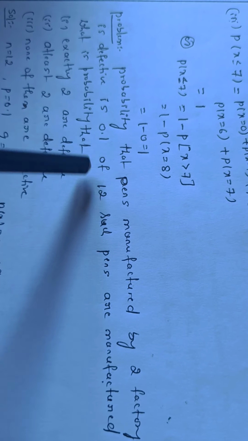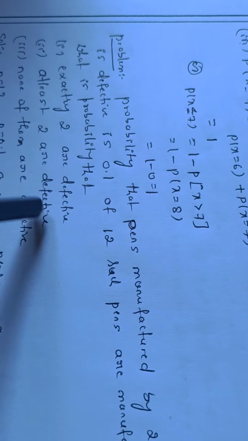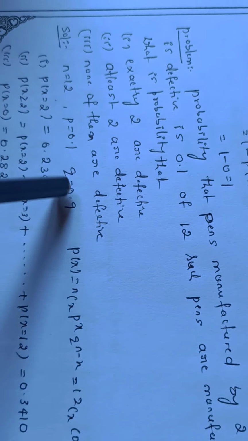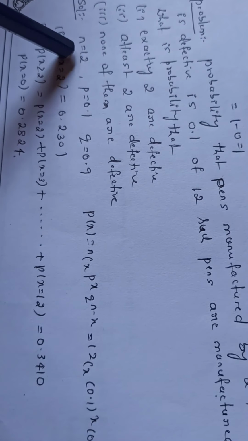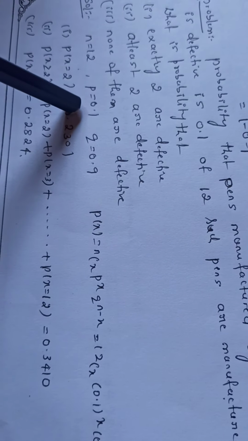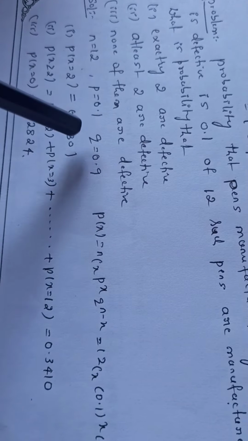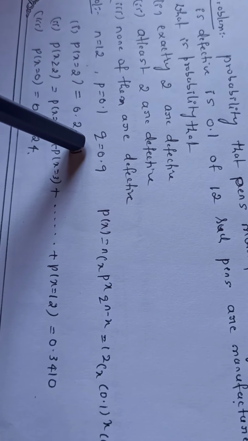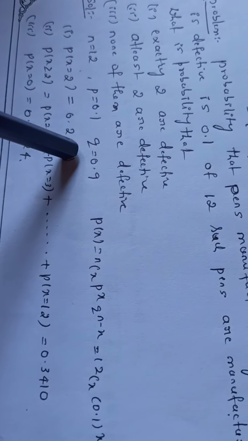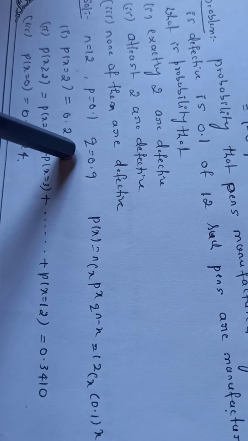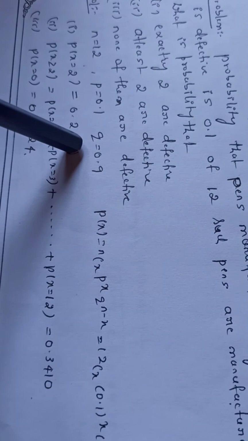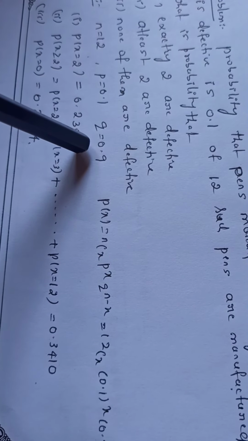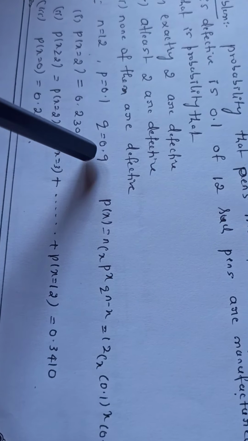So what is the probability that exactly 2 are defective? At least 2 are defective. None of them are defective. So here this is the given data. n is 12. Your P value will be equals to 0.1. So you can find the value of Q by using the formula P plus Q is equals to 1. From that your Q will be equals to 1 minus P. Substitute the value of P, that is 1 minus 0.1. So you will get the answer as 0.9.